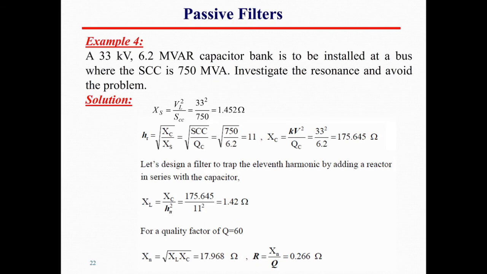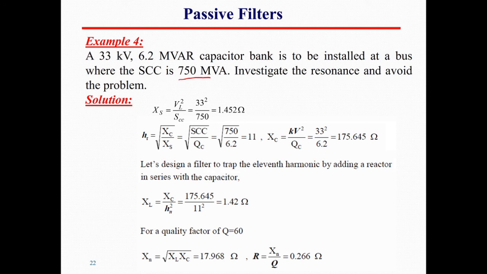This is example 4. We have a 33 kilovolt, 6.2 megavar capacitor bank to be installed at the bus where the short circuit level is 750 megavolt ampere. Investigate the resonance and then how to avoid the resonance problem.